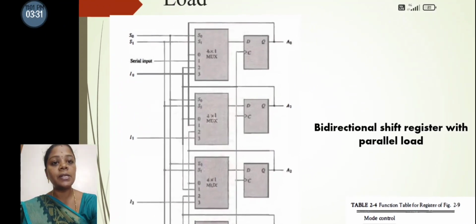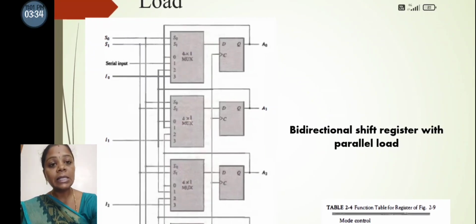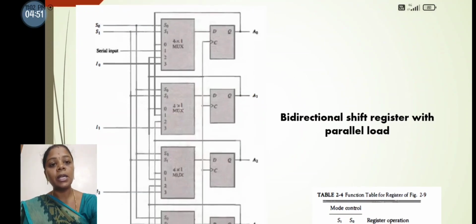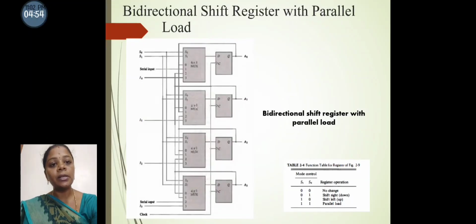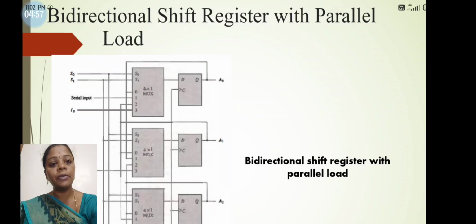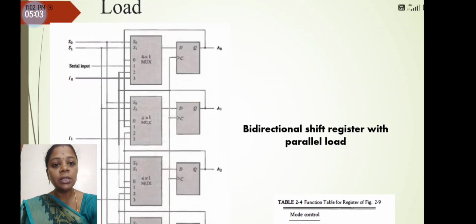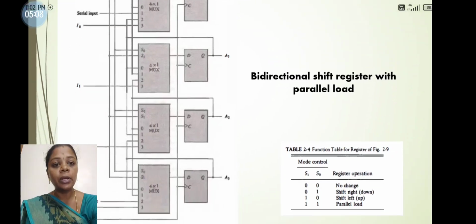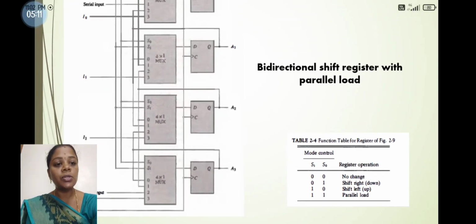The selection lines S0 and S1 select any of the inputs 0, 1, 2, or 3. For the first flip-flop, we have input line 1 as the serial input. For the second one, the input line is taken as feedback from A0, that is shifting downwards. For the third multiplexer, input line 1 is the feedback from A1, and so on. So the combination 0 and 1 means shifting right, that is downwards.